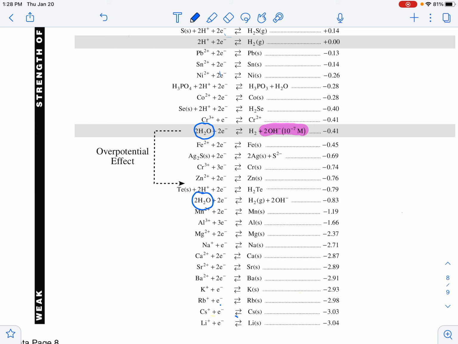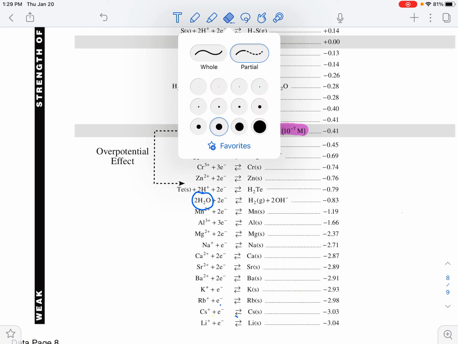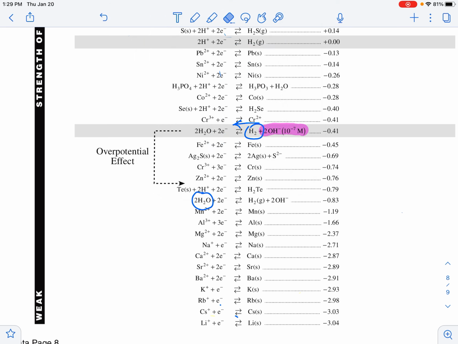So really what these two lines are, that top one that's shaded is actually not for the reduction of water. It's actually only for the oxidation of hydrogen into water molecules if that hydrogen happens to be in a neutral watery environment. That's what it actually means. So if it's not the reduction of water, then we're not even going to be looking at that line. We're looking at this one right here.